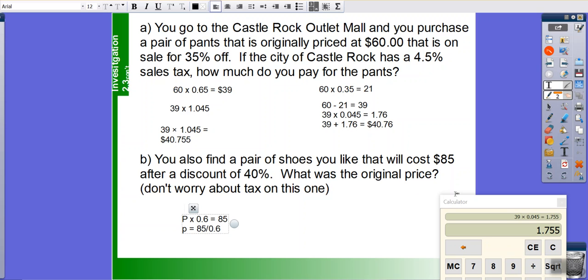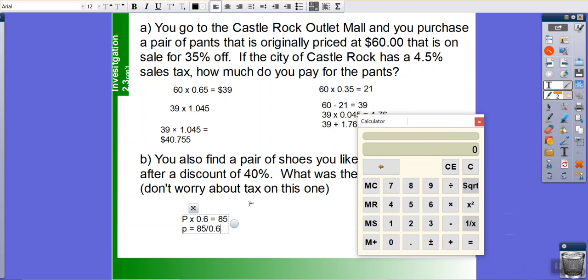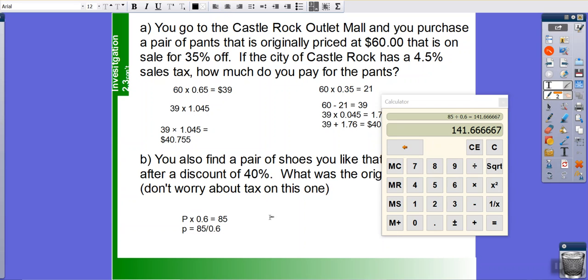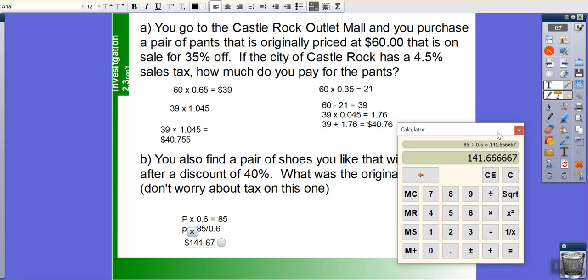All right, so now we go to our calculator, and I know that by dividing by a number that is smaller than 1, I'm going to get a larger number, which makes sense because the shoes cost more than $85 when I bought them. Nope, I used times, I really want to say divided. Okay, let's start again. So 85 divided by 0.6. So that pair of shoes originally was $141.67. Woohoo! What a bargain. I need to go shopping there.